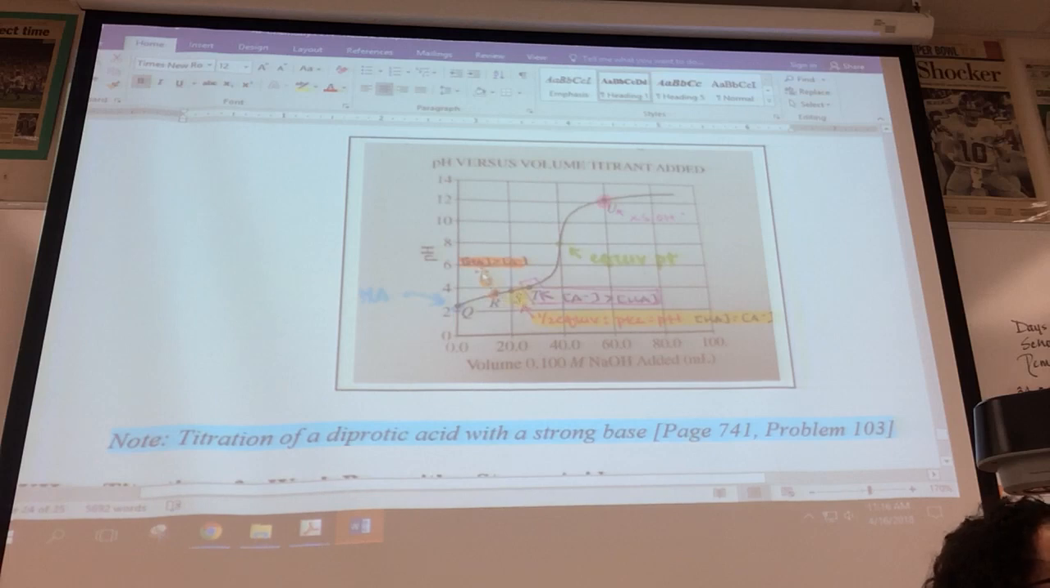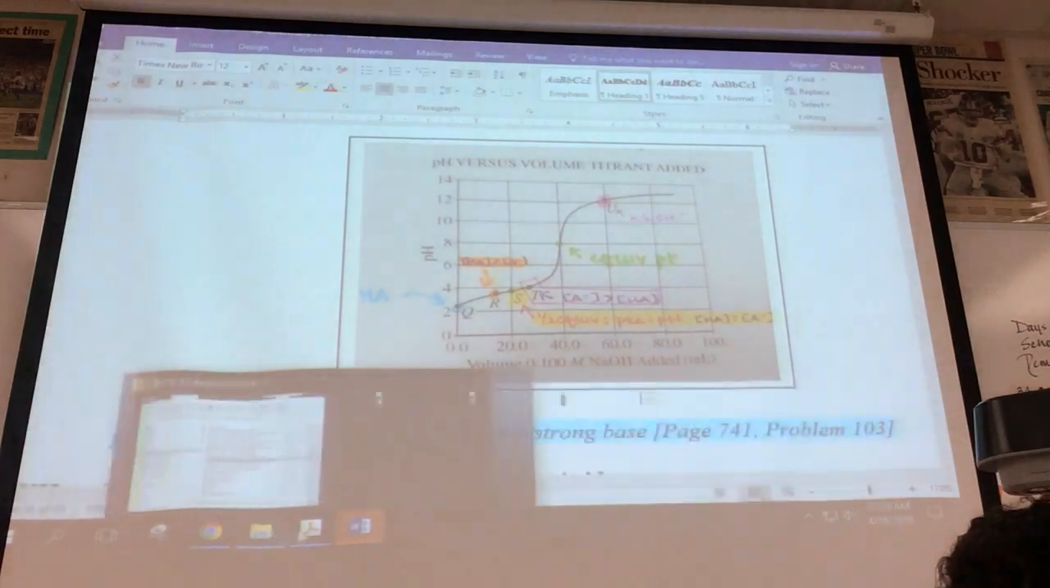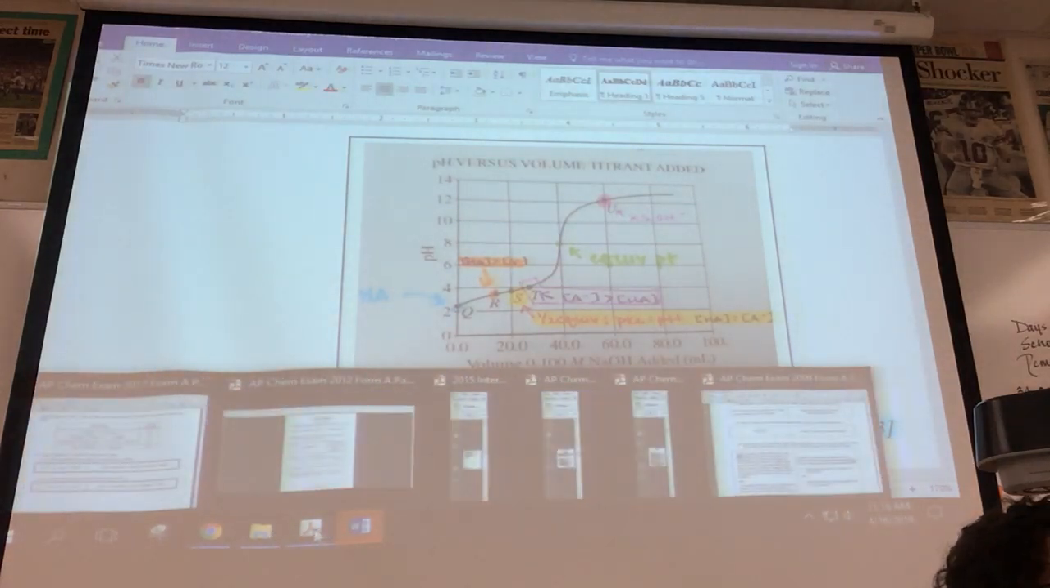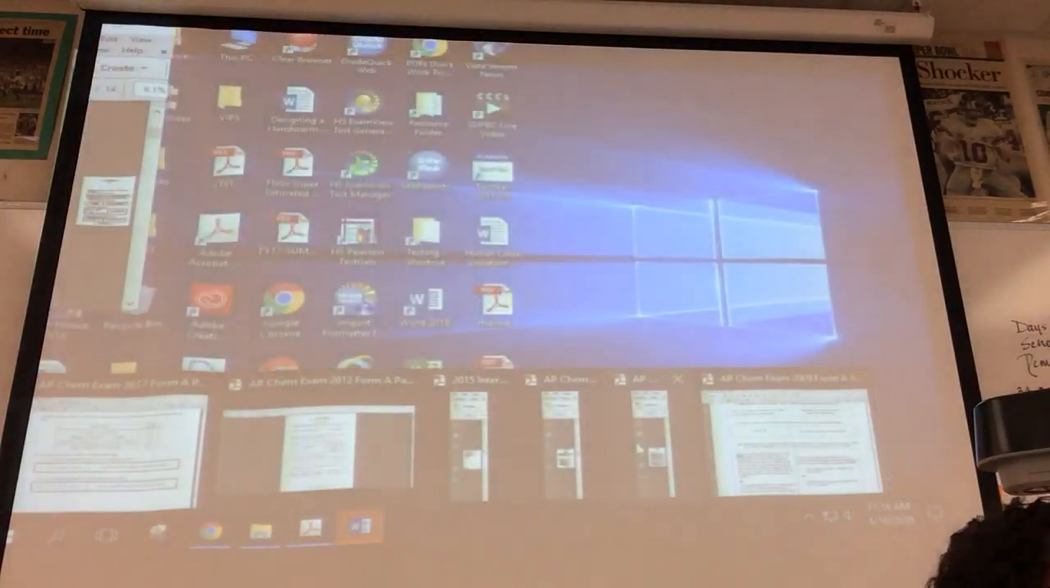Before the half equivalence point, you're going to have more weak acid than conjugate. Afterward, you're going to have more conjugate than you do weak acid. And when you pass the equivalence point, you'll have an excess of whatever it is that you added. So also a couple of key points.